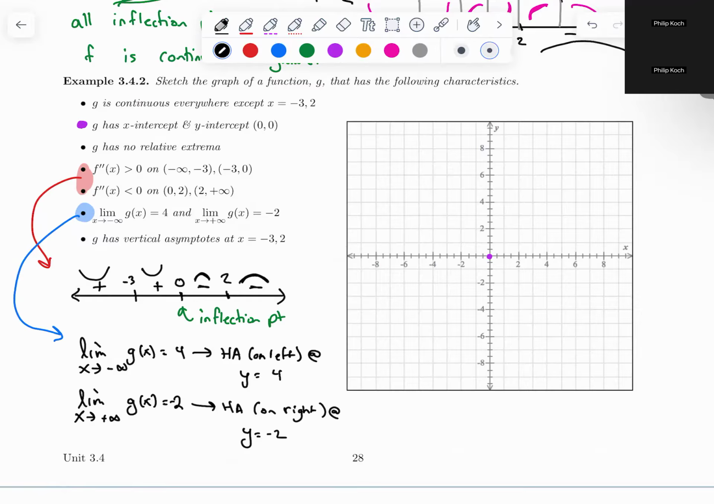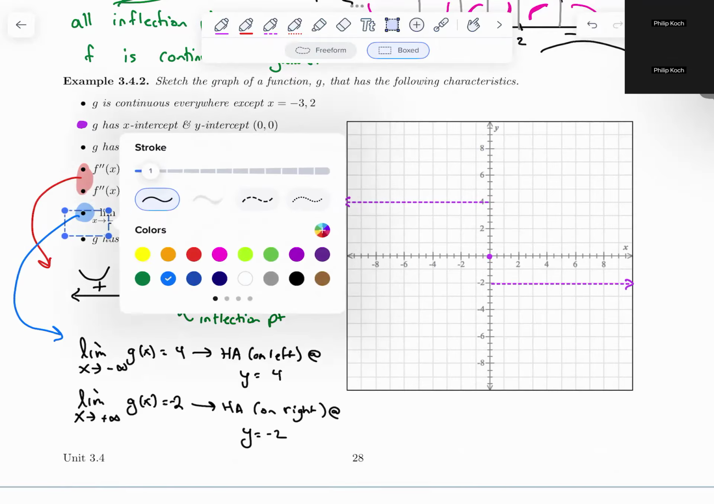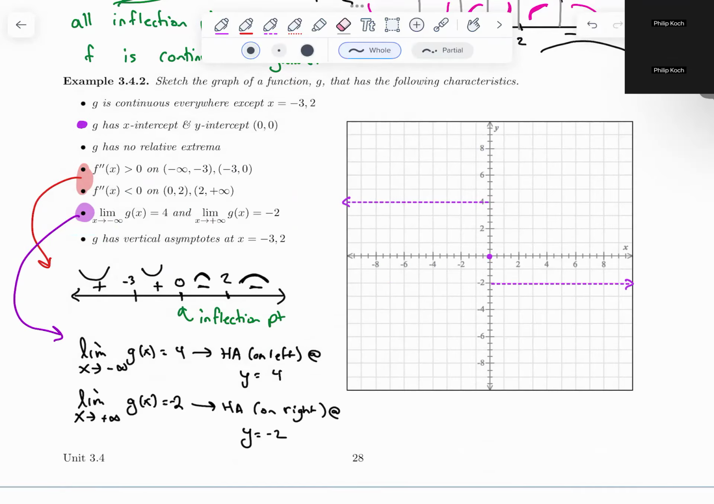So let's go ahead and draw those. On the left, it was at y equals 4. And on the right, it was at -2. I realize I should probably make those in a different color. I should probably change this to purple. And then I'll change these ones to maybe orange.